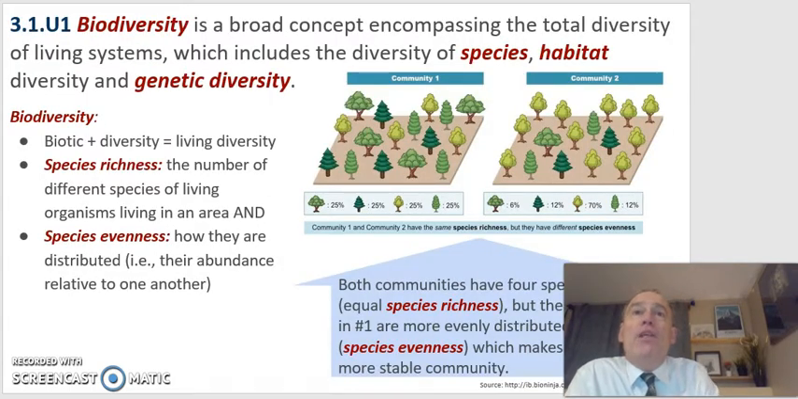Now, in terms of biodiversity, it's a broad concept encompassing the total diversity in a living system, but you also have to think that it includes the species, the habitat diversity, and the genetic diversity, and then within that concept, there's richness, which is the number of different species living in an area, and the species evenness. And if you look at the picture to the right, you have the same number of species in each ecosystem. However, the evenness is not the same, and you can see the one tree that's at 70% in Community 2 is only at 25% in the other, and therefore Community 2 will have a lower diversity than Community 1.